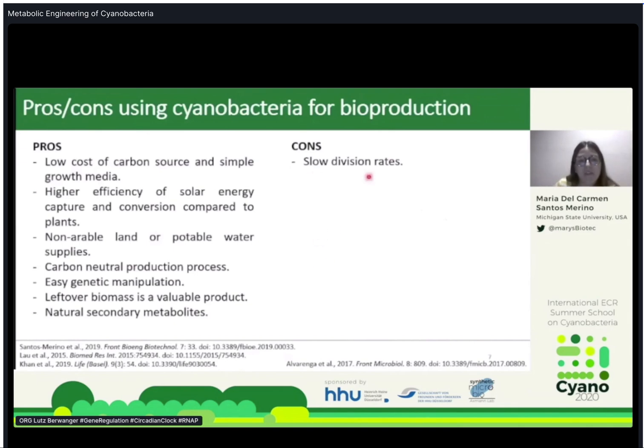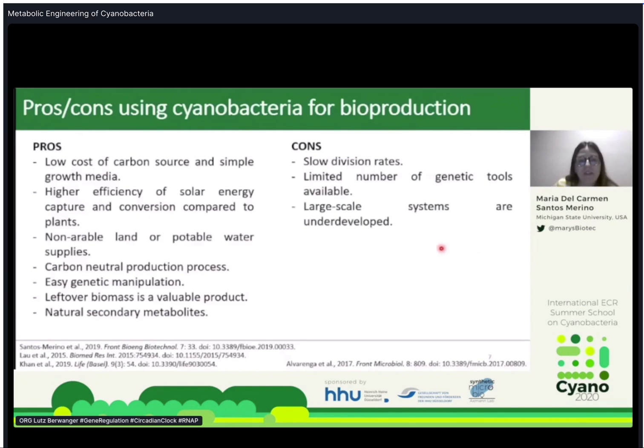Cyanobacteria have slow division rates compared with E. coli and yeast. However, more and more new cyanobacteria have been discovered in the last years that show fast-growing phenotypes. Also, compared with E. coli and yeast, the limited number of genetic tools available is a step that we need to improve. In most cases, we use genetic tools that have been developed for E. coli, and that information cannot be directly applied, as I will show you later.